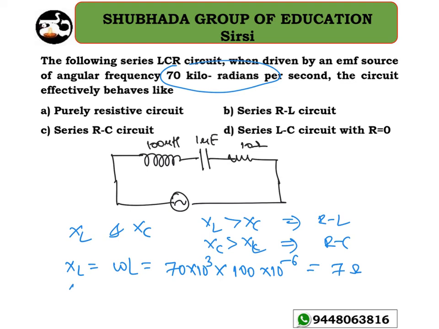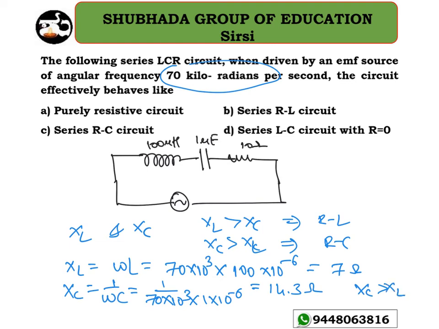And if I look at XC, it is 1 divided by omega C. 1 divided by omega, which is 70 into 10 to the power of 3, and the capacitance is given as 1 microfarad, 10 to the power of minus 6. So 1 by 7 leads to the answer 14 point something ohm here. So clearly XC is greater than XL, and clearly I can say that it behaves like an RC circuit, a series RC circuit. So option C is the right answer for this question.